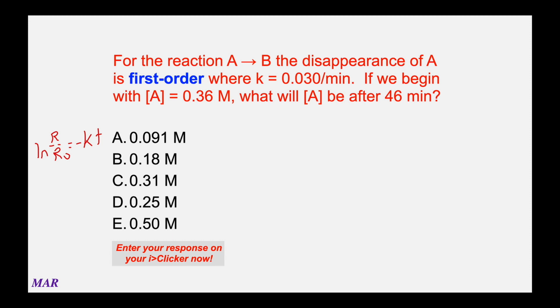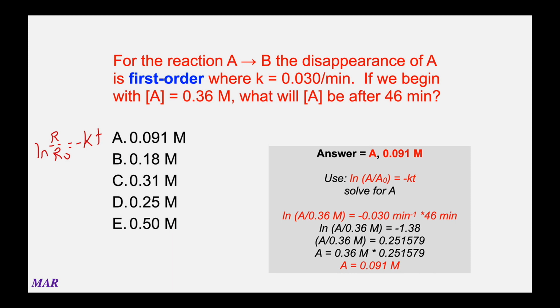So K is 0.030, and the T value is 46 minutes. Notice that K and T use the same kind of time, and that's important. You want to use inverse minutes and minutes. You wouldn't want to use inverse hours and seconds. You're beginning, i.e. R0, with 0.36 molar, so the only thing you don't know is R, and you can solve for it. Answer E doesn't make any sense, because it's a number greater than how much we started with, 0.36. So that one's out, but the other ones are potential possibilities.